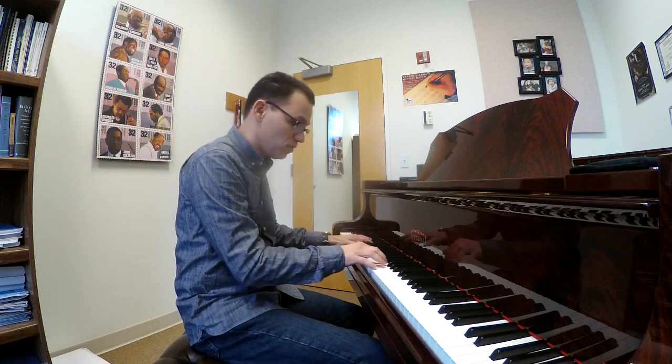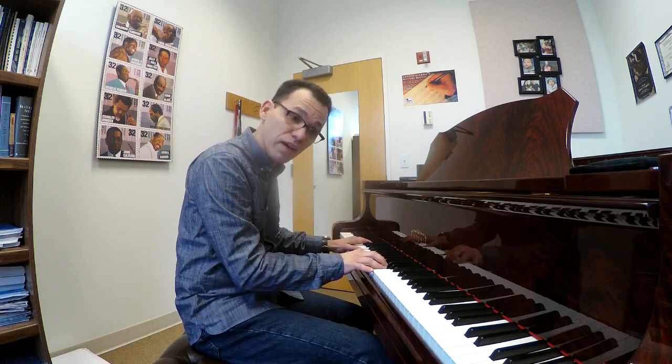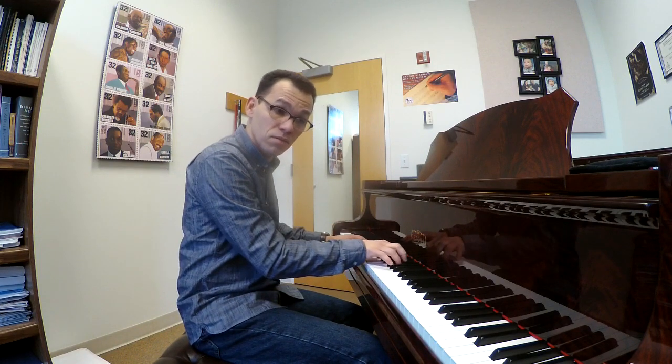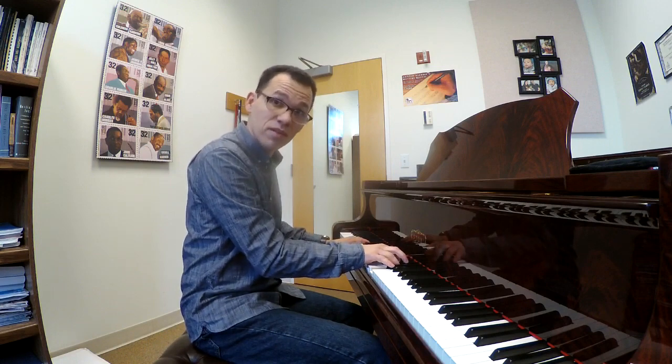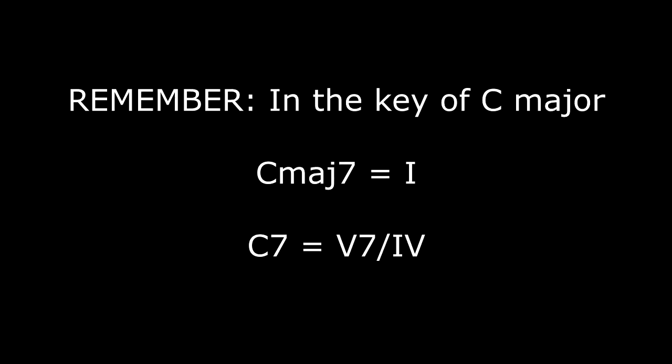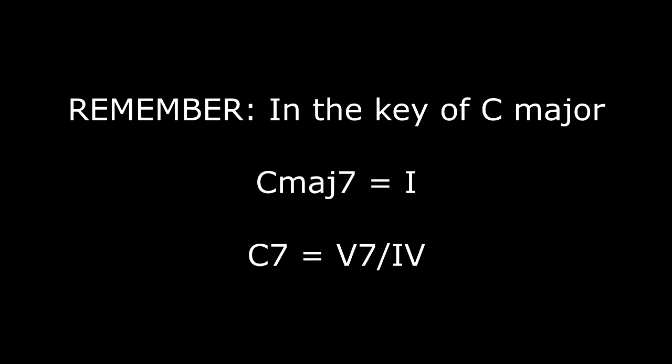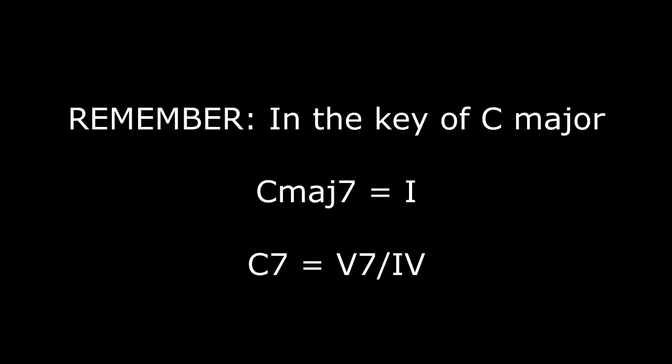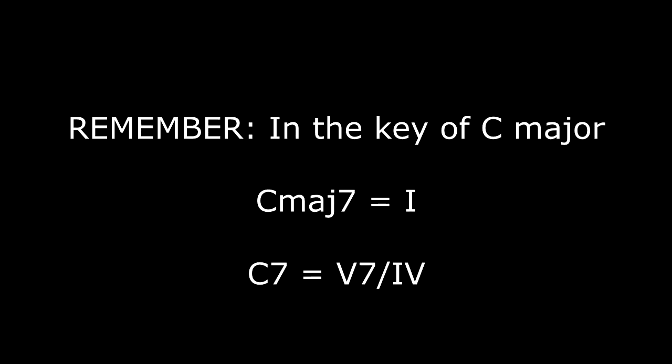If I'm going to the 4 of C, which is F, what is the dominant chord there? It's C7. Be very careful with that, because this is C with the major 7th, and C7 is not the same chord. So if you find a C7 in the key of C major, that's not a 1 chord, okay? That's a 5 chord. If it's a C with a major 7th, that's a 1 chord.